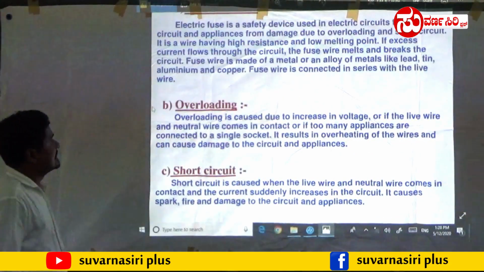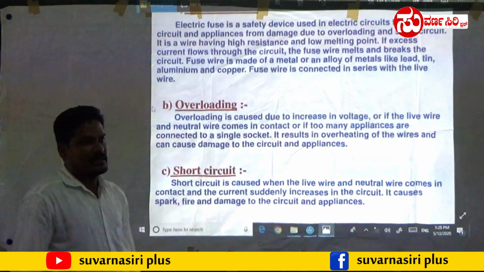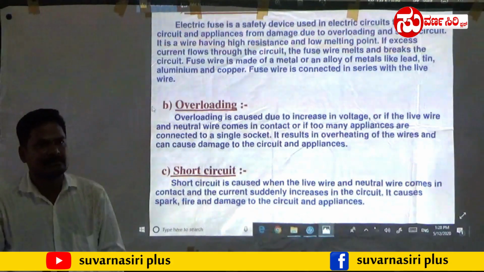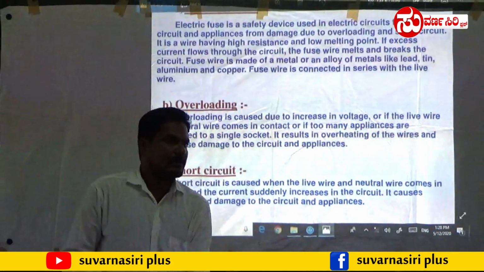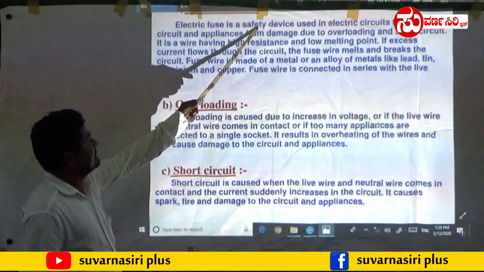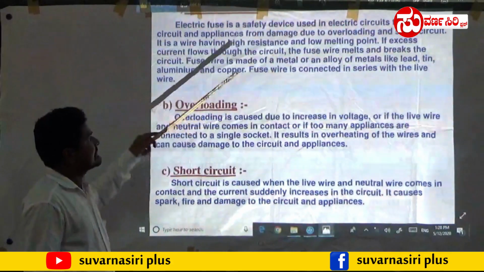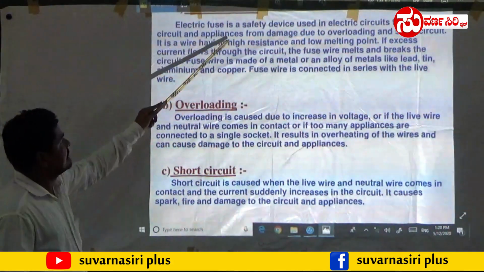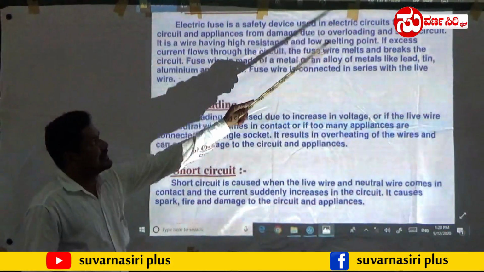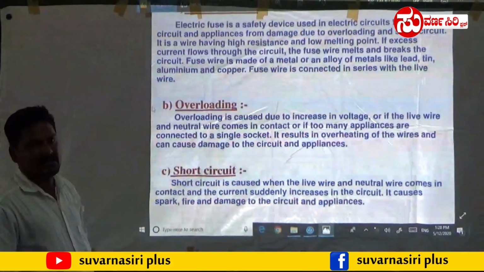And next there is the electric fuse. So why is the fuse necessary? A fuse acts as a protective device. A fuse is a safety device used in an electric circuit to protect the circuit and appliances from damage due to overloading and short circuit.